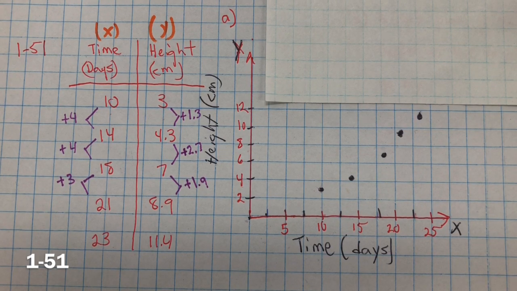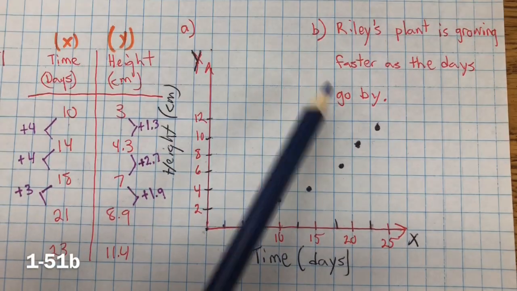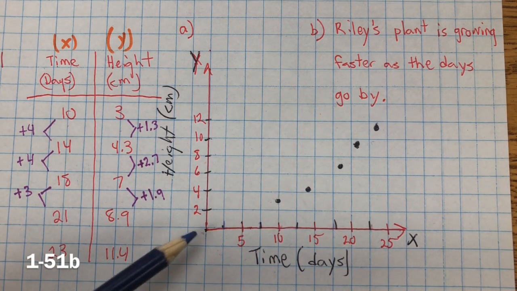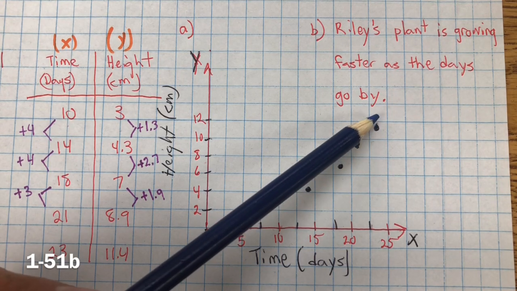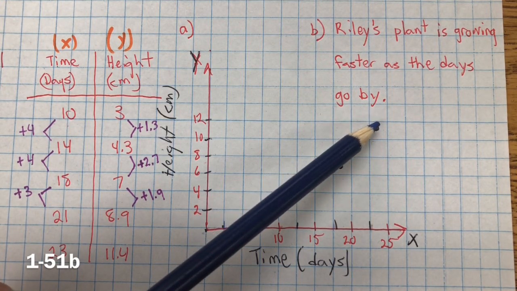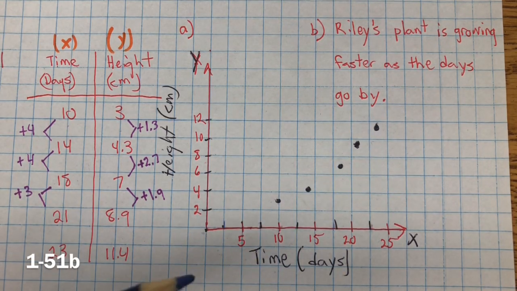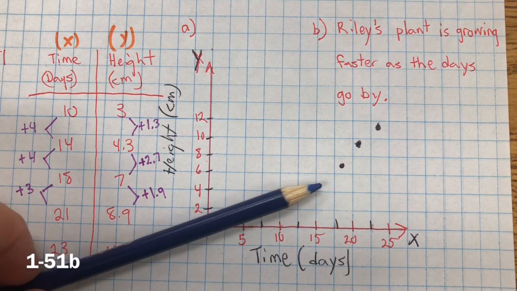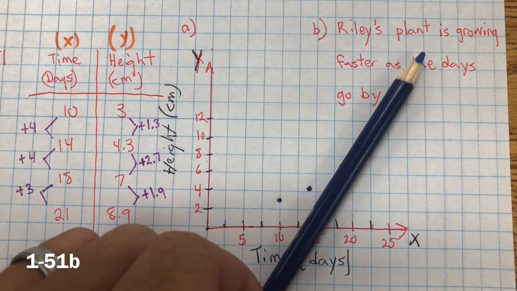Part B, what can you tell Riley about his plant based on the data? Riley's plant is growing faster as the days go by. The steeper the graph goes, the faster it's growing, the faster the rate of growth. You can see at the beginning, it's growing slowly, and the steeper it gets, the faster the growth rate.